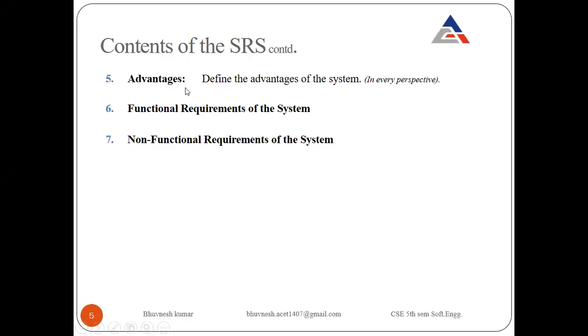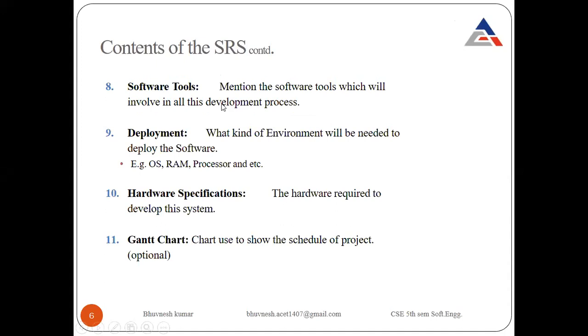There are advantages according to the student point of view and according to the faculty point of view. According to your project, whatever users are there, that should be mentioned in your advantages. Functional requirements should be there. Non-functional requirements should be there. Software tools: mention the software tools which will be involved in all this development process. The developing teams that are using those tools should be mentioned.